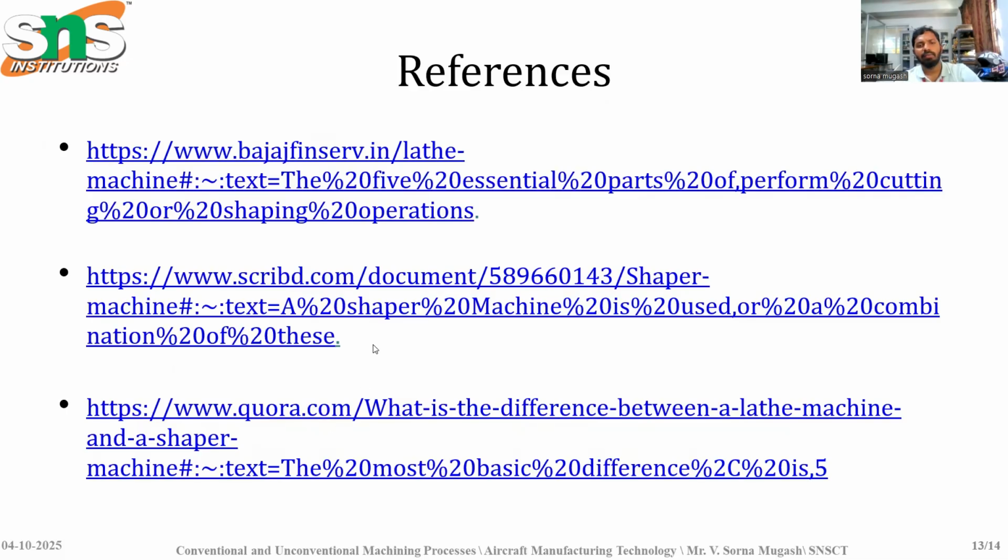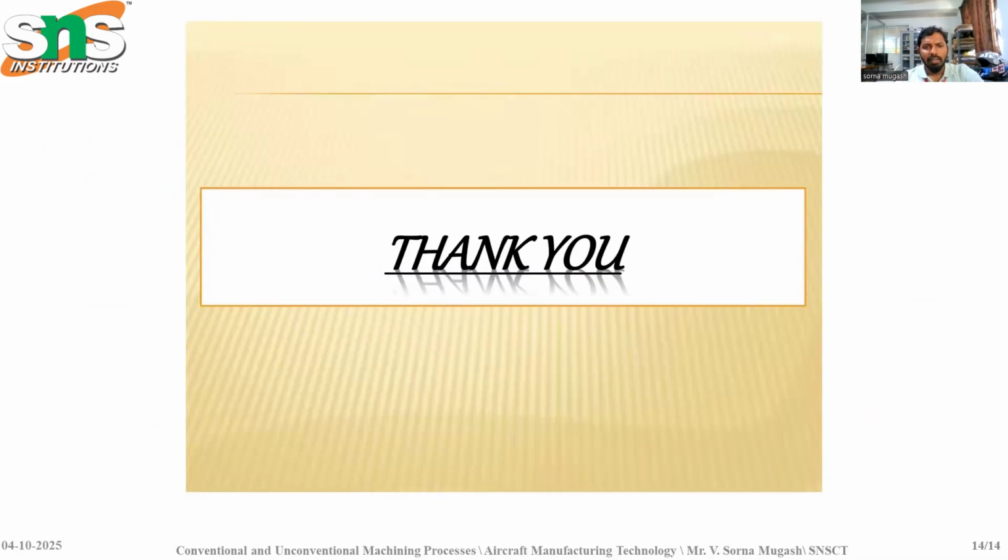And we take up the references. The first reference gives about the lathe and how it works. The second reference gives about the shaper machine. The third one gives the differences and working principles between the lathe and the shaper machine. So we have covered the main topic of conventional machining, from lathe rotation to shaper strokes.